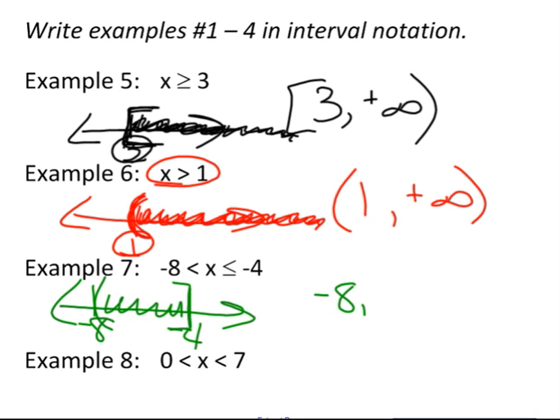The -8 is on the left, the -4 is on the right, the -4 had a bracket, and the -8 had parentheses. I'm going to have you try to do example 8 on your own. Let me know if you have any questions.